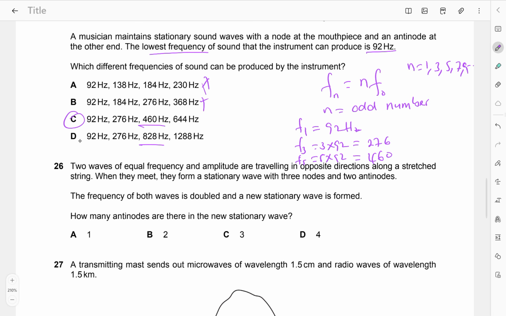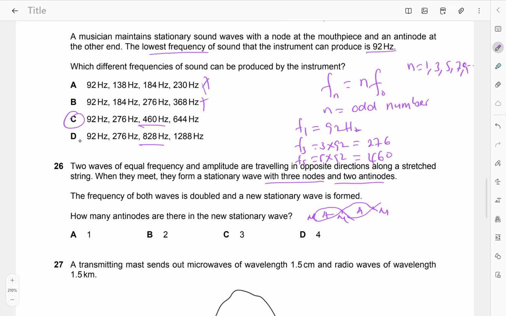When they meet, they form a stationary wave with 3 nodes and 2 antinodes. I can sketch that. They are forming something like this. So their frequency is equivalent to 1 complete cycle. It is giving us just 1 complete cycle. This is a node, a node, a node, an antinode, an antinode.